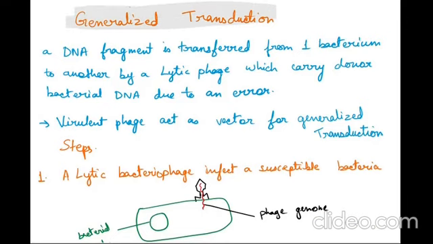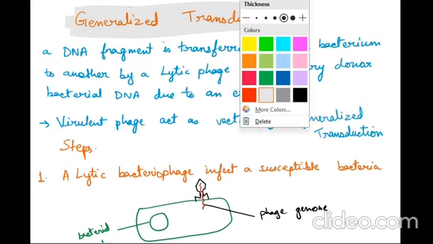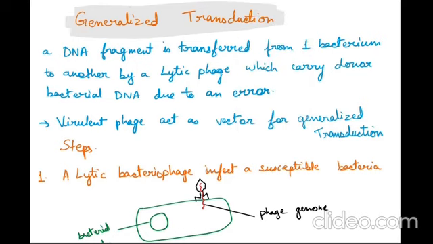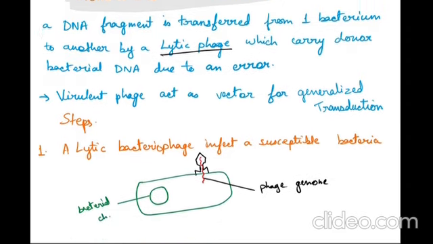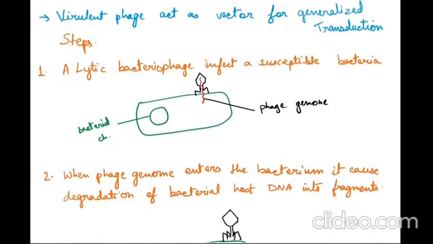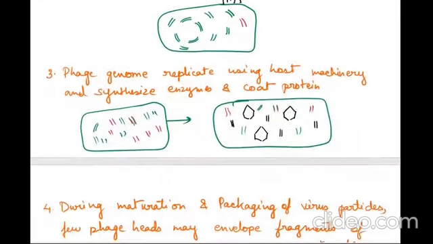Now let's talk about generalized transduction. A DNA fragment is transferred from one bacterium to another by a lytic phage, which carries donor bacterial DNA due to an error. Virulent phage acts as a vector in generalized transduction. Now let's look at the different steps. A lytic bacteriophage.